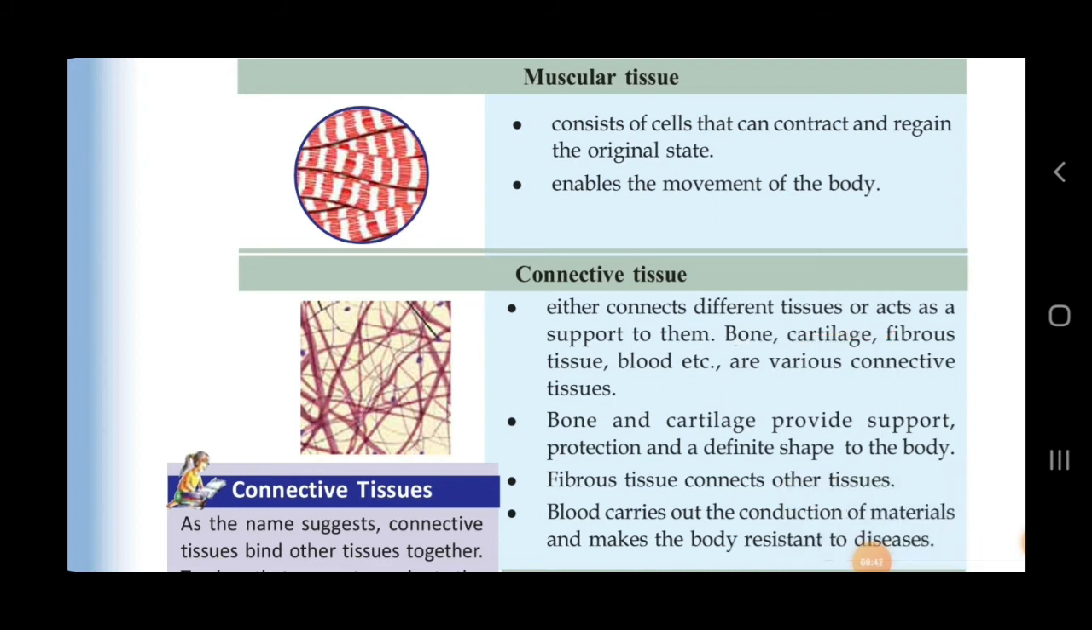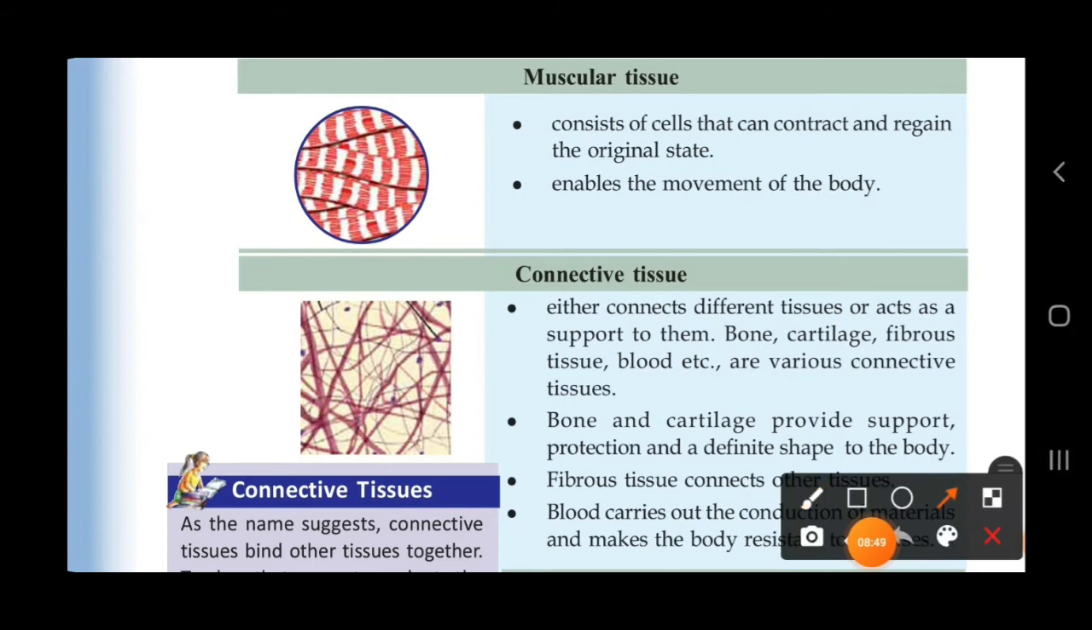Bone, cartilage, fibrous tissue, blood are examples for what? This connective tissue. Bone. Cartilage means it is also a bone but very soft. You just touch the bone on your nose, that is soft bone, and the bone on your ear, that is also soft bone. Such a bone is called cartilage. Then fibrous tissue, tissue like thread. Then blood. These all are examples of connective tissue.